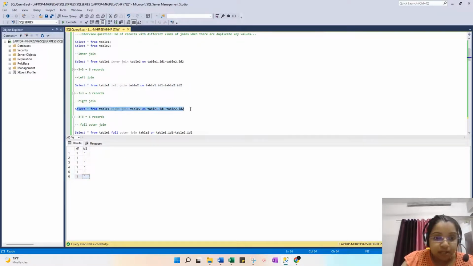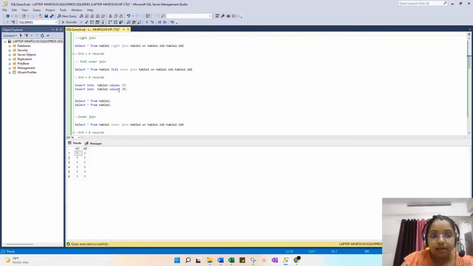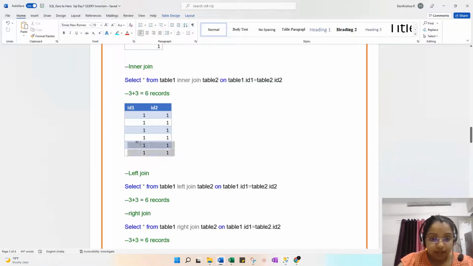The next one is the right join. Right join means table 2, which then matches with the 3 records. So that is also a total of 6 records, and the full outer join is also 6, there is no extra item, right? I hope this is clear to you. So you will get 6 from here.